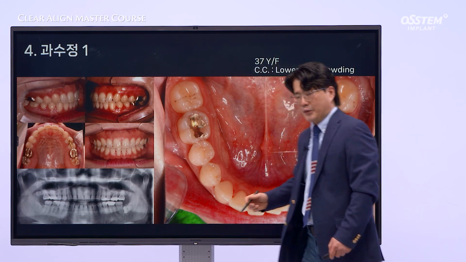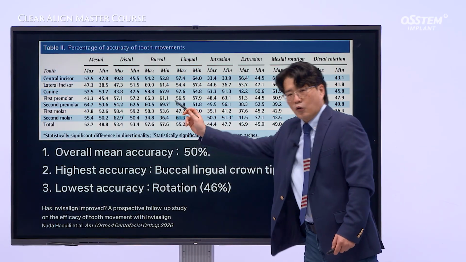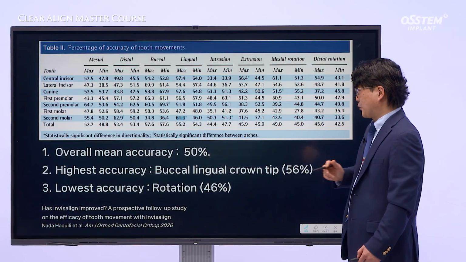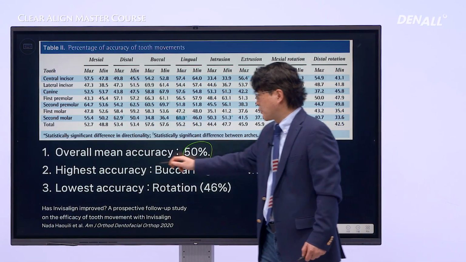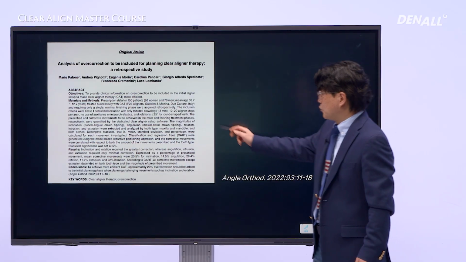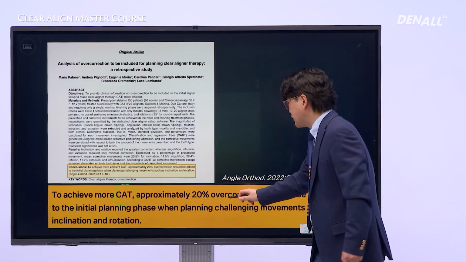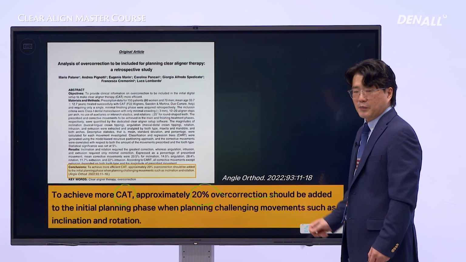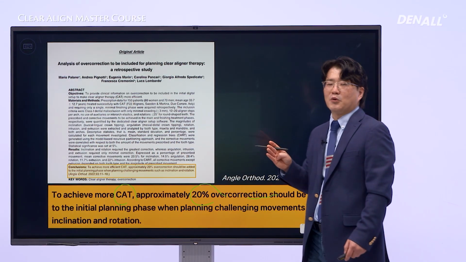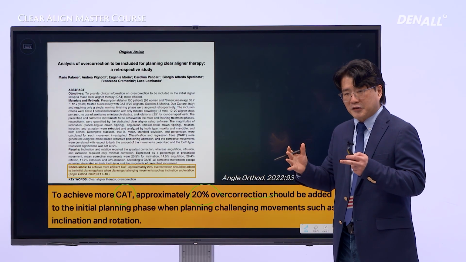Let's move on to the next topic, overcorrection. In many studies, overcorrection is commonly discussed. According to the literature, the overall accuracy of clear aligner treatments is reported to be around 50%. That's why many papers suggest that about 20% overcorrection should be added during clear aligner treatment. Depending on the type of tooth movement and case complexity, some degree of overcorrection may be required.